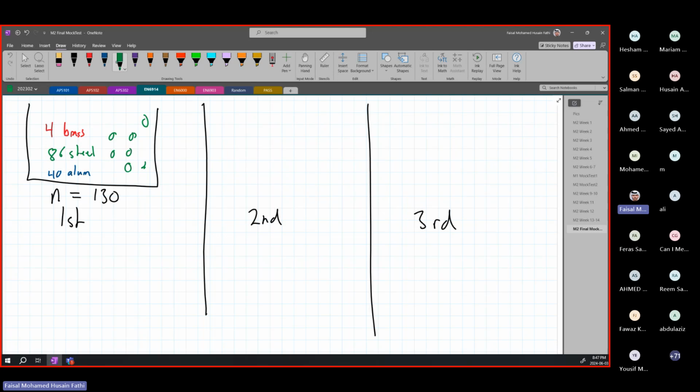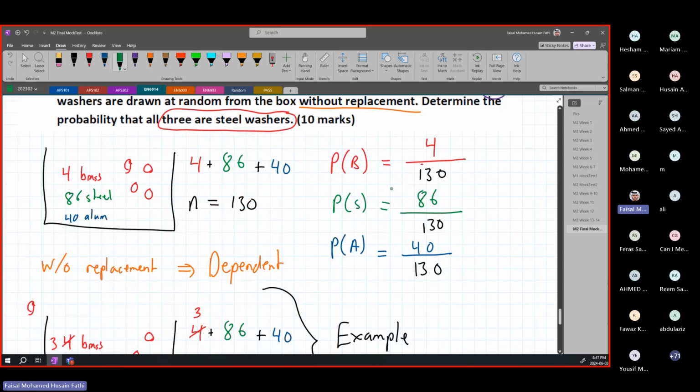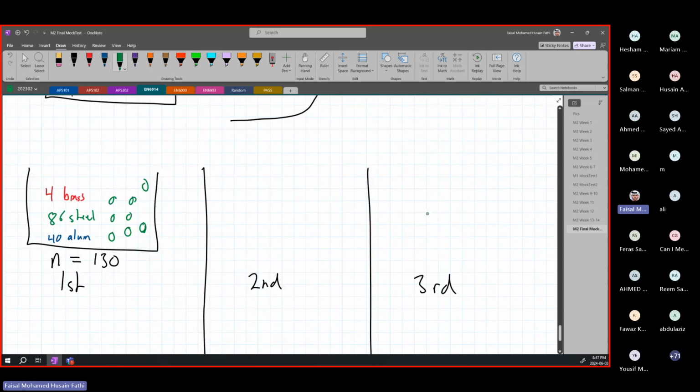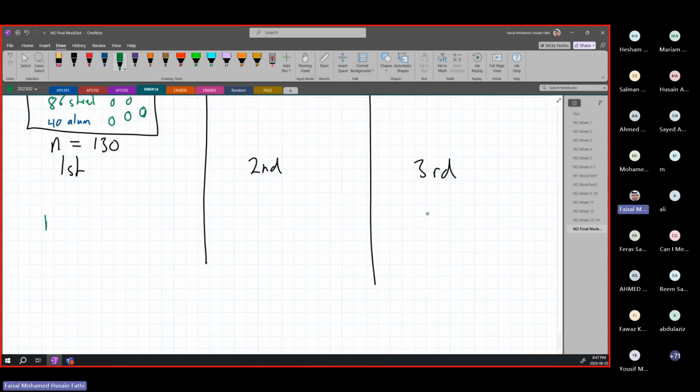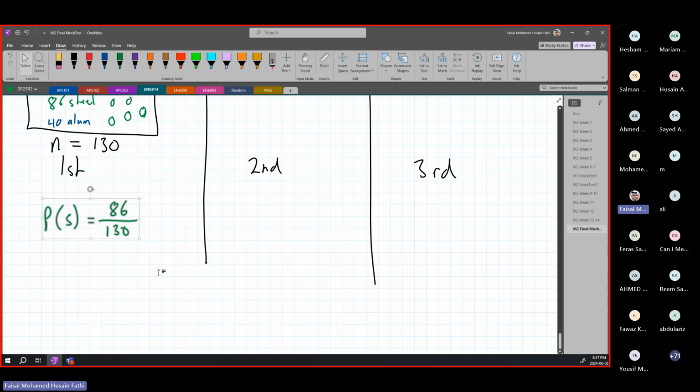I'm just going to draw this for example. All right. So the first probability is always going to be your original probabilities that you have determined here. So the first probability is P of steel, which is equal to 86 over 130. Which is going to be a value. I'm not going to find the decimal value, I'm just going to keep it this way for now. Okay? This is our first choice.